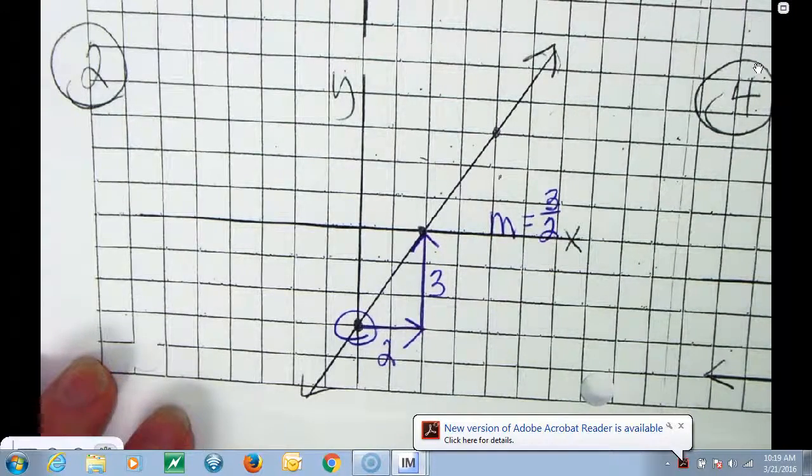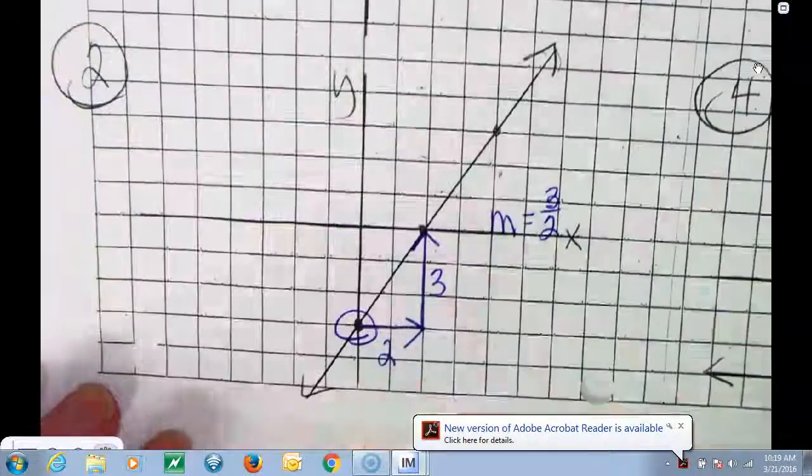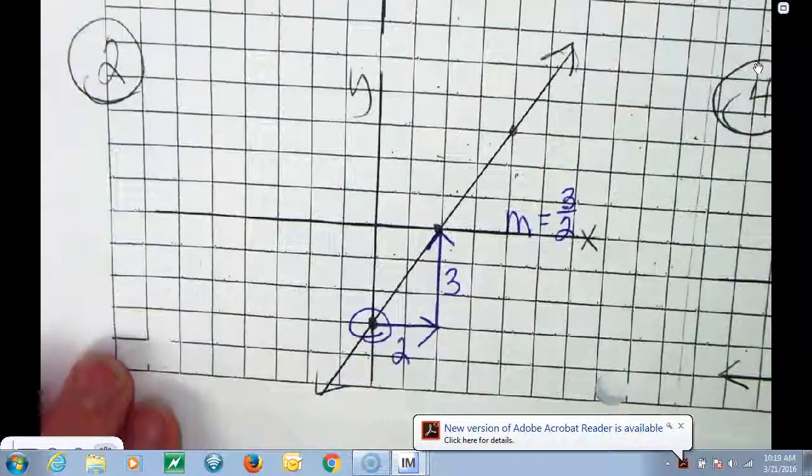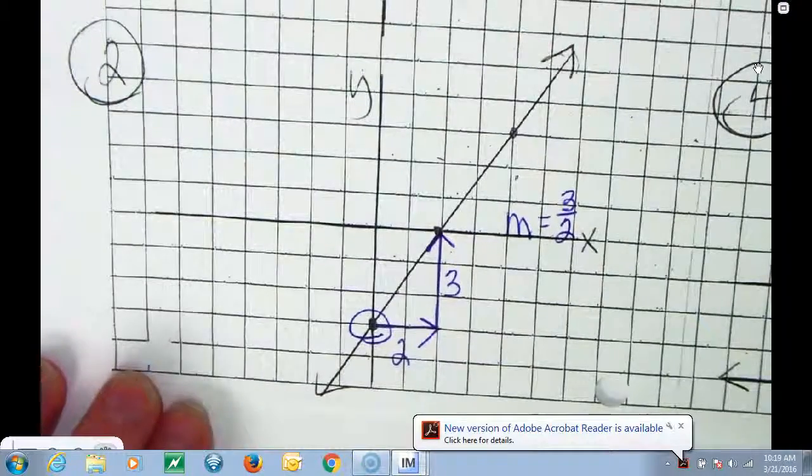Right, say it. Rise over run. Slope is rise over run. And it's positive. Hey, we got a positive. So I want everybody to write your equation down, and then we're going to say it together. Go.